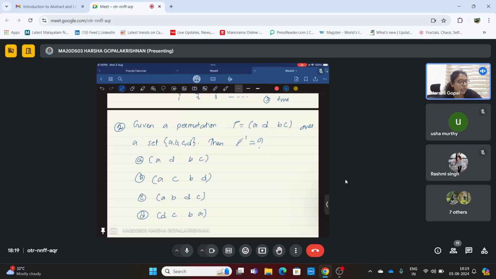Permutations you have already seen. Can anyone tell what is a permutation? Permutation on some finite set. Number of arrangements. Yeah, in some sense we can say that, but actually we'll say number of bijections. Arrangements also we can say, because I am taking 1 to n.